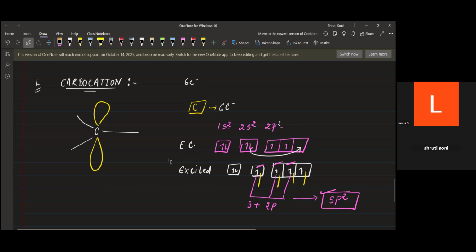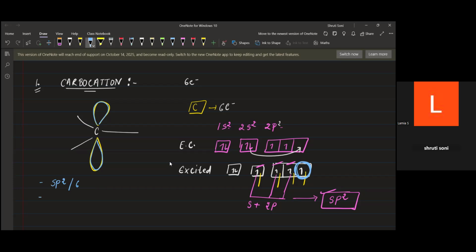Okay, so as I'm showing you, the carbocation has a vacant p orbital. So which orbital is working as the vacant p orbital? This one. So this orbital is working as the vacant p orbital, and we can represent the vacant p orbital like this. So the hybridization of carbocation is sp2. How many electrons does it have? Six electrons.